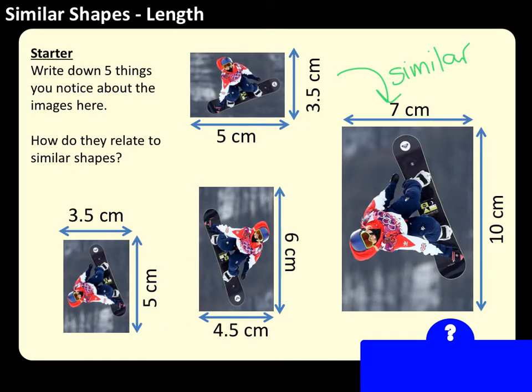It could have been multiplied by any amounts, so all of these dimensions could have been multiplied by 3 or 10 or 1.2. As long as every dimension has been multiplied by the same amount, that's what makes it similar.